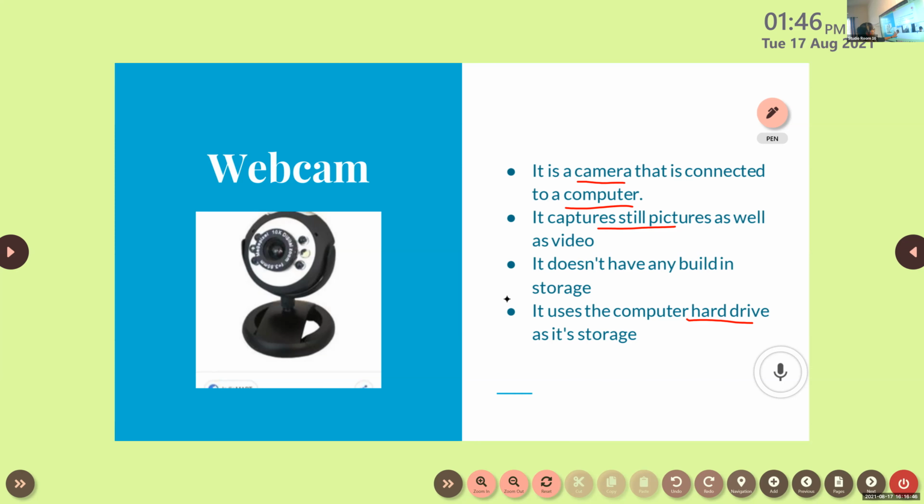So this is the picture of a webcam. Those who have not seen this, for them, this is the webcam. This is used for capturing your photos and videos. If you want to attend the class, if you are having lab or if you're having a computer, you can use this.